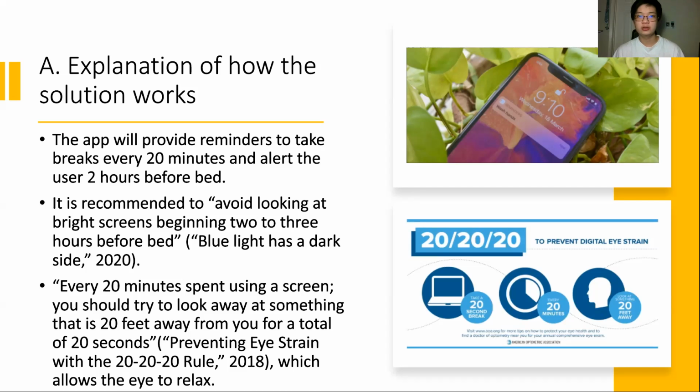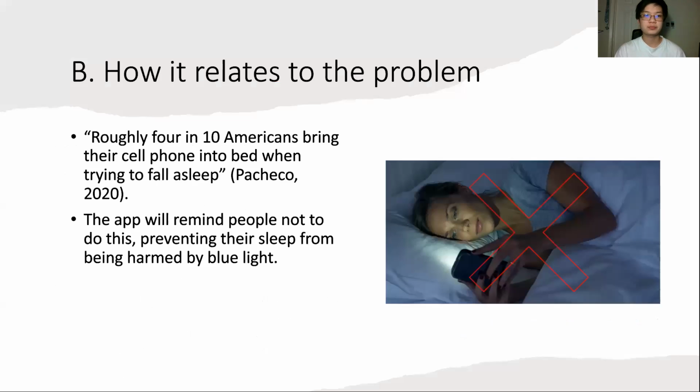The 20 minutes has to do with something called the 20-20-20 rule, which basically states that every 20 minutes spent using a screen, you should try to look away at something that is 20 feet away from you for a total of 20 seconds, preventing eye strain, the 20-20-20 rule of 2018. What this basically does is it allows the eye to relax and prevents eye strain.